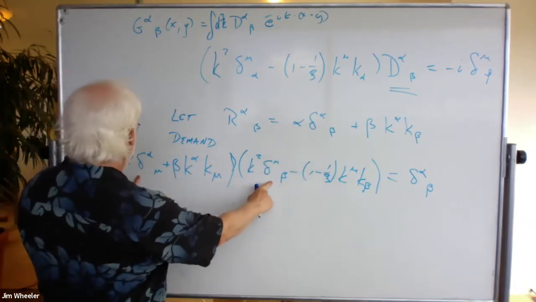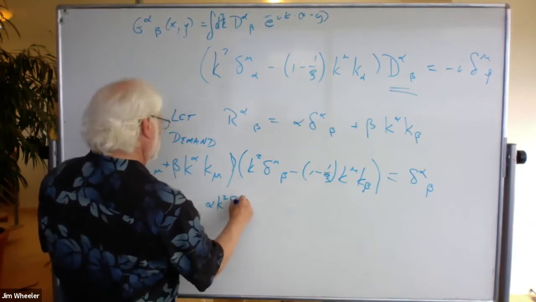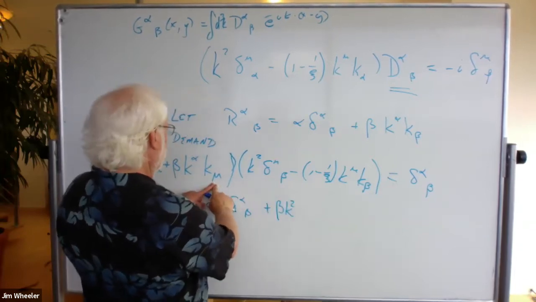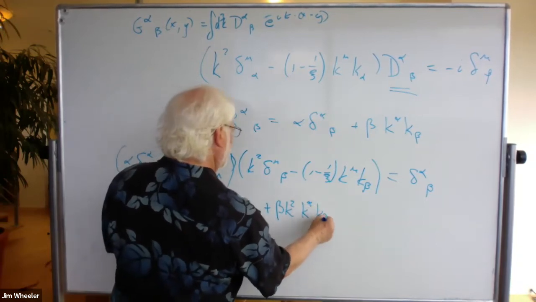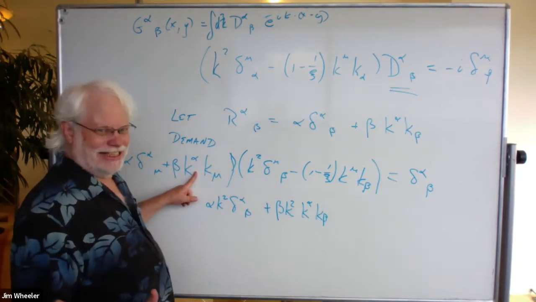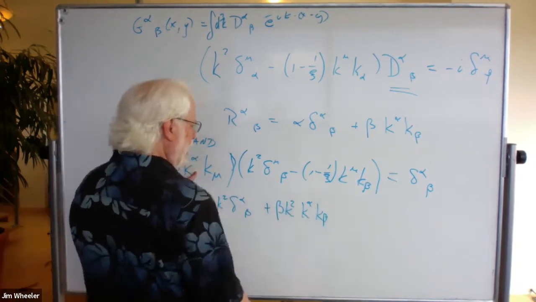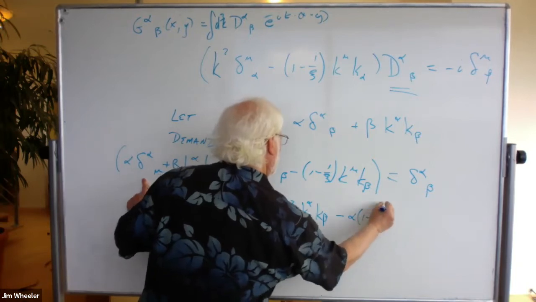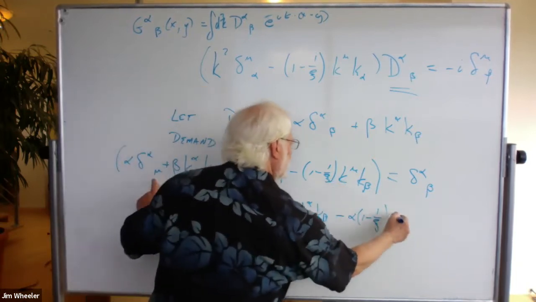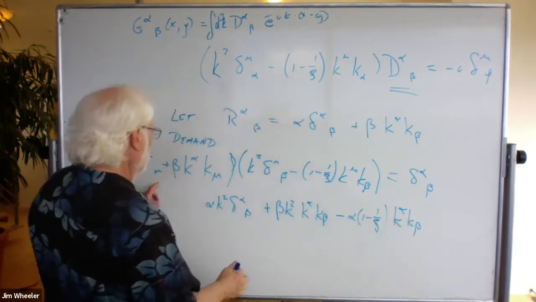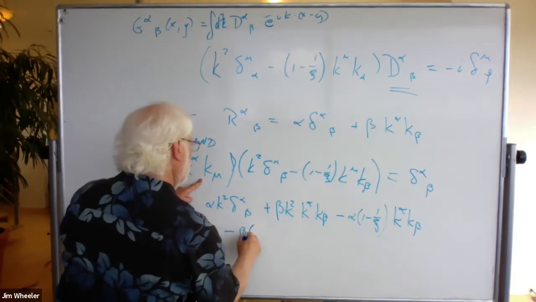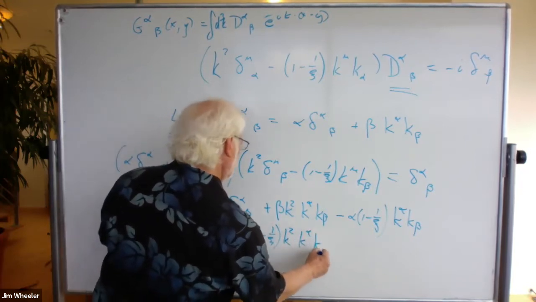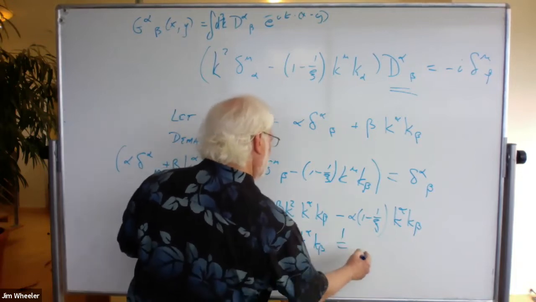So what do we get? We're going to get a Kronecker here. We have alpha k squared delta alpha beta. Then we have cross terms, beta k squared, this is going to be a k alpha k beta. Here's the beauty of the thing: that's all you can get, deltas and k alpha k beta things. So you just make all the k alpha k beta stuff go away. Then there's this cross term minus alpha 1 minus 1 over psi. Then delta alpha mu makes this a k alpha k beta. And then these two terms give minus beta 1 minus 1 over psi. And then you get a k squared, k alpha k beta. And all of that you require to be equal to delta alpha beta.